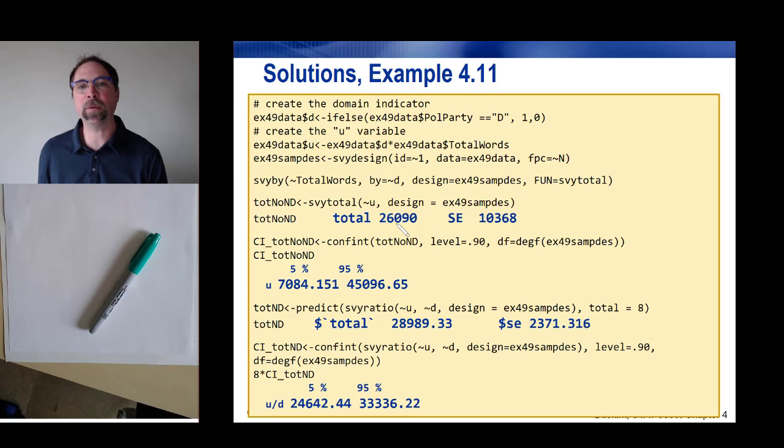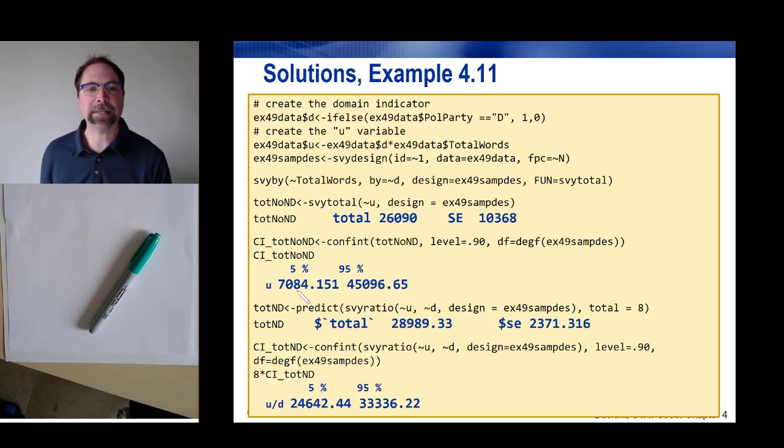This is what I get for the total. This is what I get for the standard error. Here's my confidence interval for the no N_d option. And again, I'm going to use the deg-free function to just pull out the 9 degrees of freedom. And that's going to give me the critical value that I mentioned earlier.